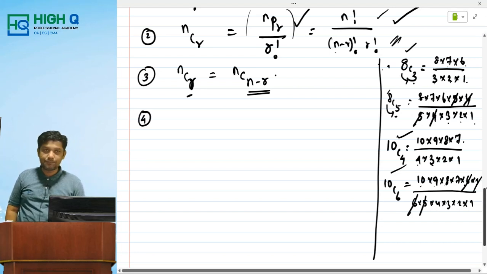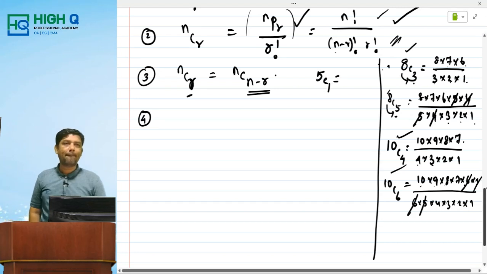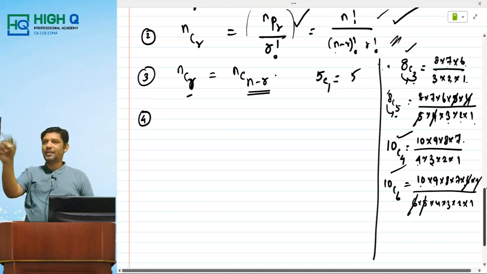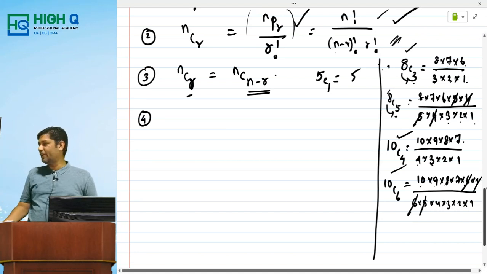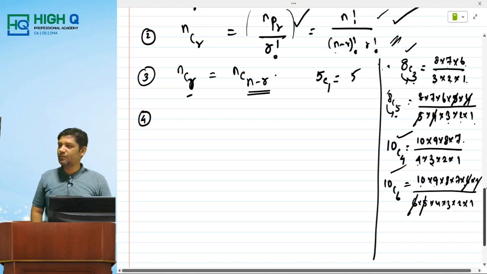Fourth one. Now, what would be 5C1? No, but answer. Apply the formula. 5C1. 5 only. What is it, sir? From 5, one number I will be writing, divided by 1 factorial, which is nothing but 5. Is that right? So, is 5C1 5?